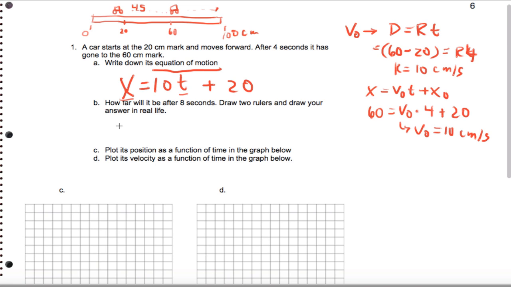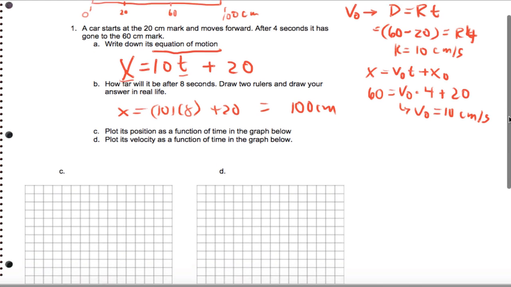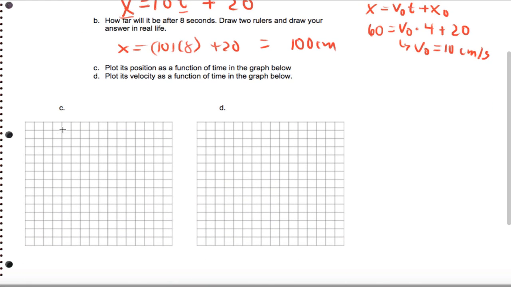So how far will it be after 8 seconds? x is 10 times 8 plus 20, and that means it's at 100 centimeters. Now, when I want to plot its position as a function of time, let me just actually use all the graph paper. And I do expect you to do this. I do not want you using like 3 squares by 3 squares on these graphs. Okay, I provide all this space for a reason.